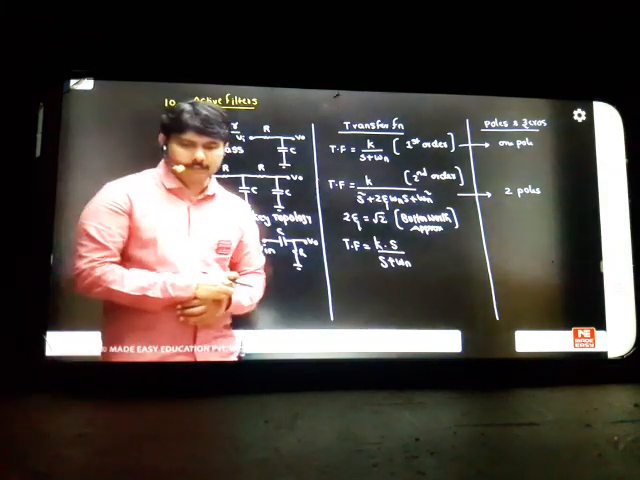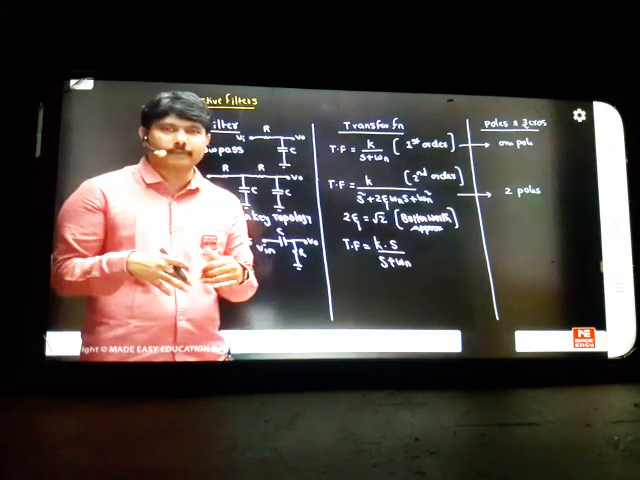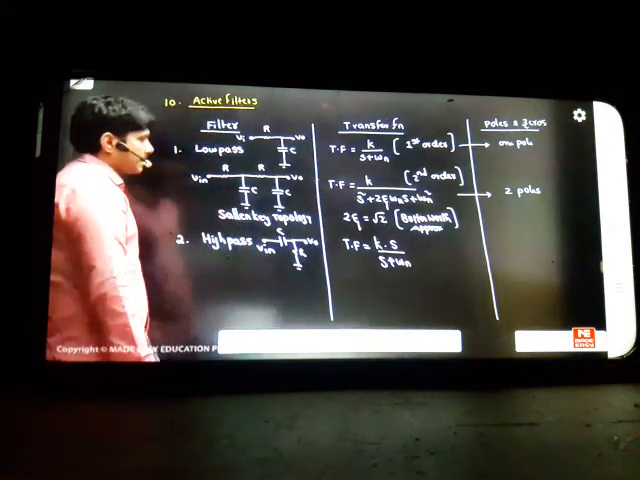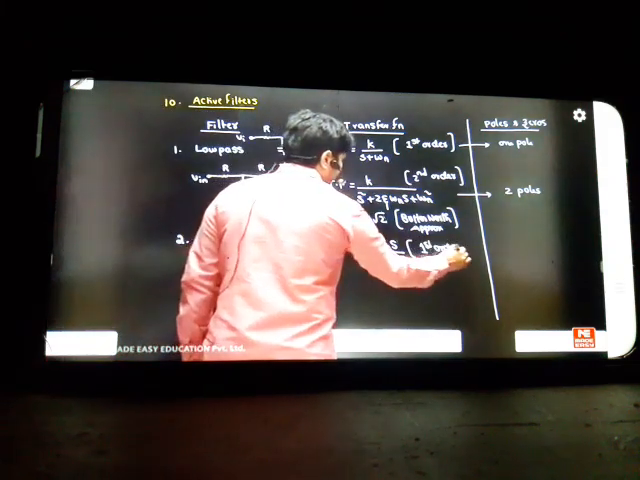Generally, both active filters will work under stable conditions, so all the poles you see are on the left side only. If a pole comes on the right side, the filter will become unstable. So they all come on the left side only. K S by S plus omega n, so this is your first order concept. This is called first order.